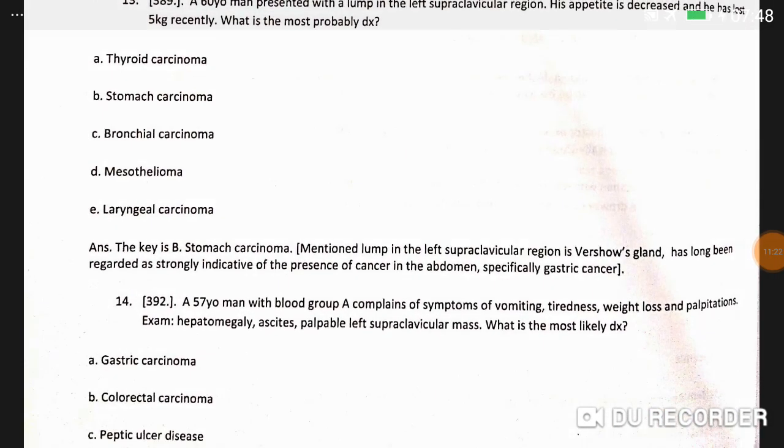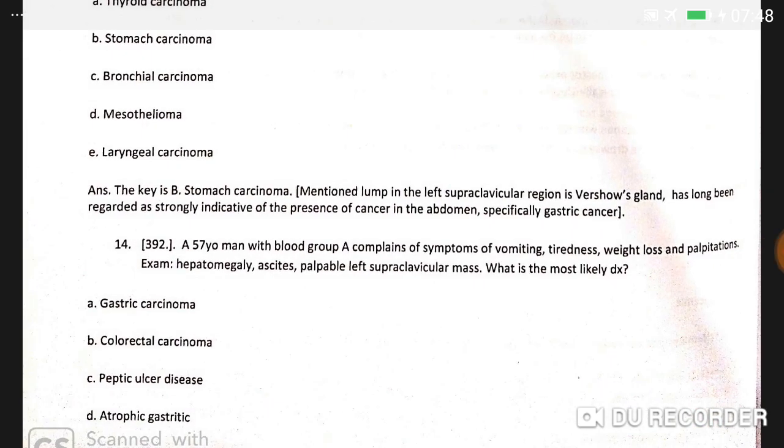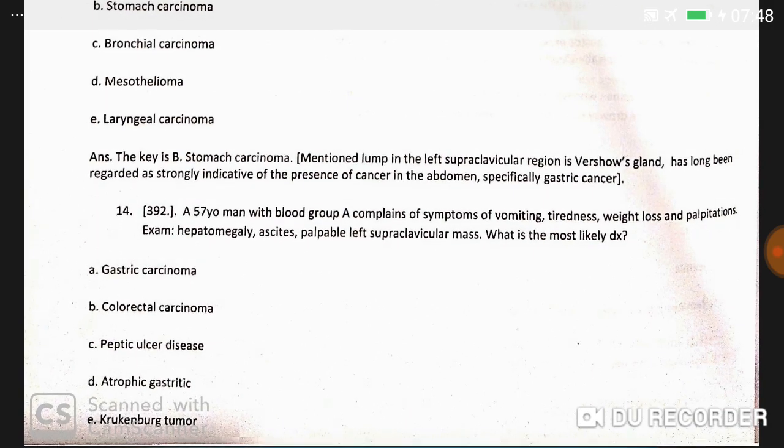Now, a 57-year-old man with blood group A complains of symptoms of vomiting, tiredness, weight loss, and palpitation. On exam, hepatomegaly, ascites, and a palpable left supraclavicular mass. What is the most likely diagnosis? This is gastric carcinoma.